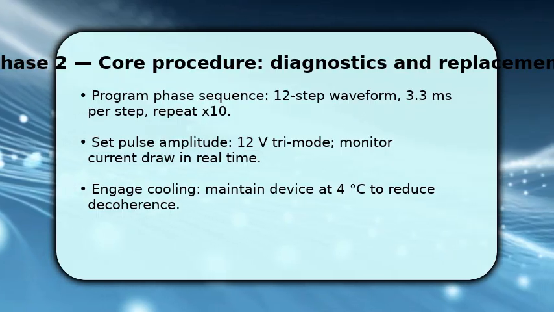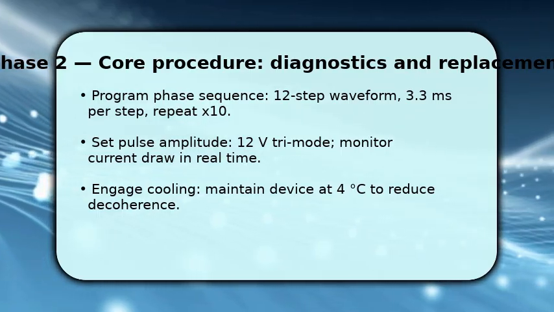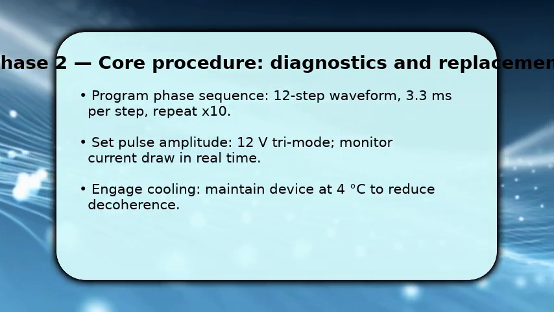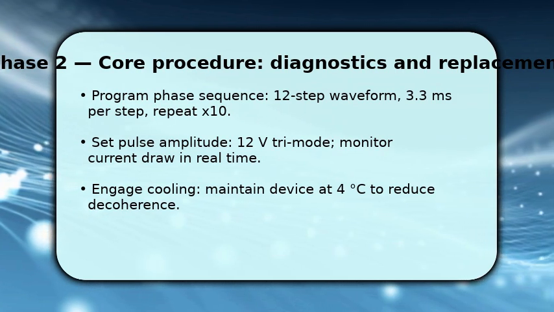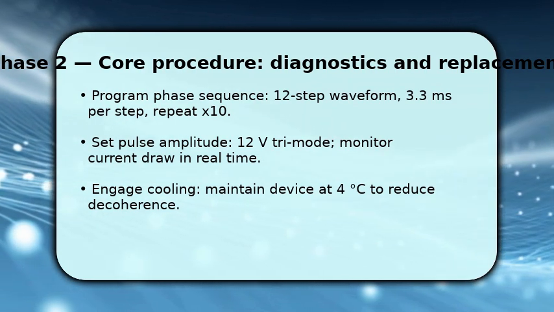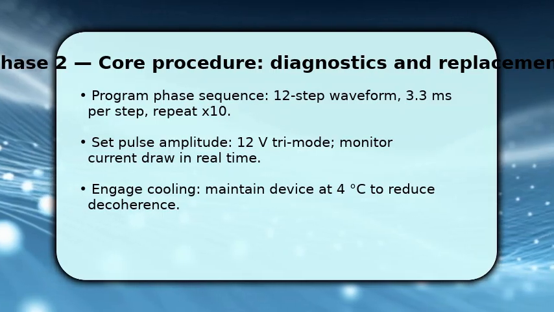Meanwhile, engage the cooling loop and hold the device at 4 degrees Celsius to suppress decoherence. This preserves temporal coherence and allows the phase ladder to climb smoothly into a measurable offset.